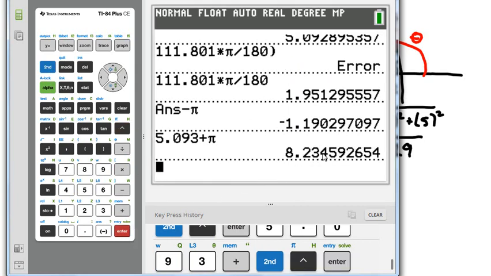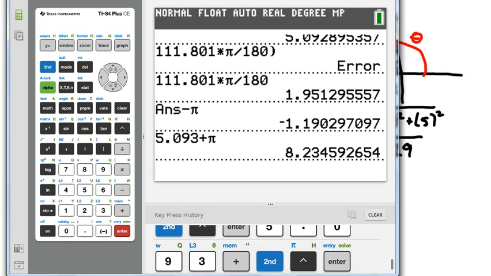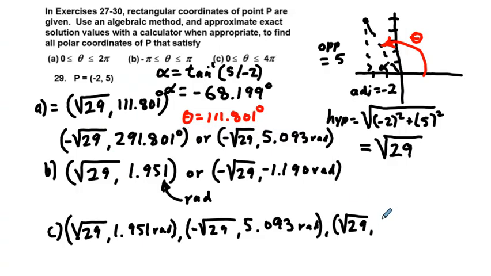We're going to have 8.234 radians. So 8.234 radians. And that's going to be that one right there.